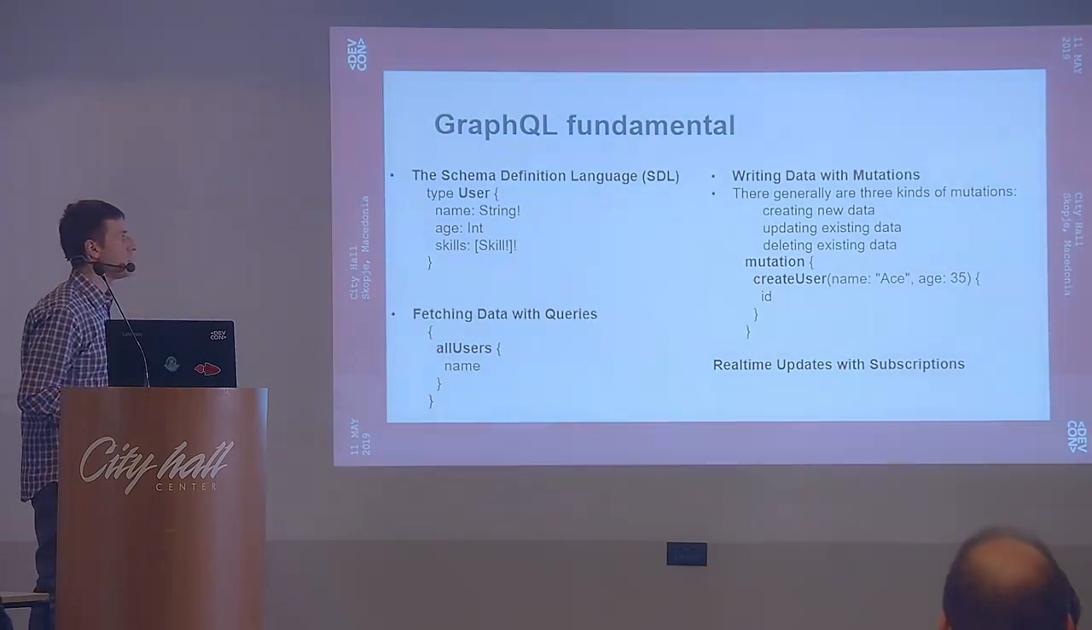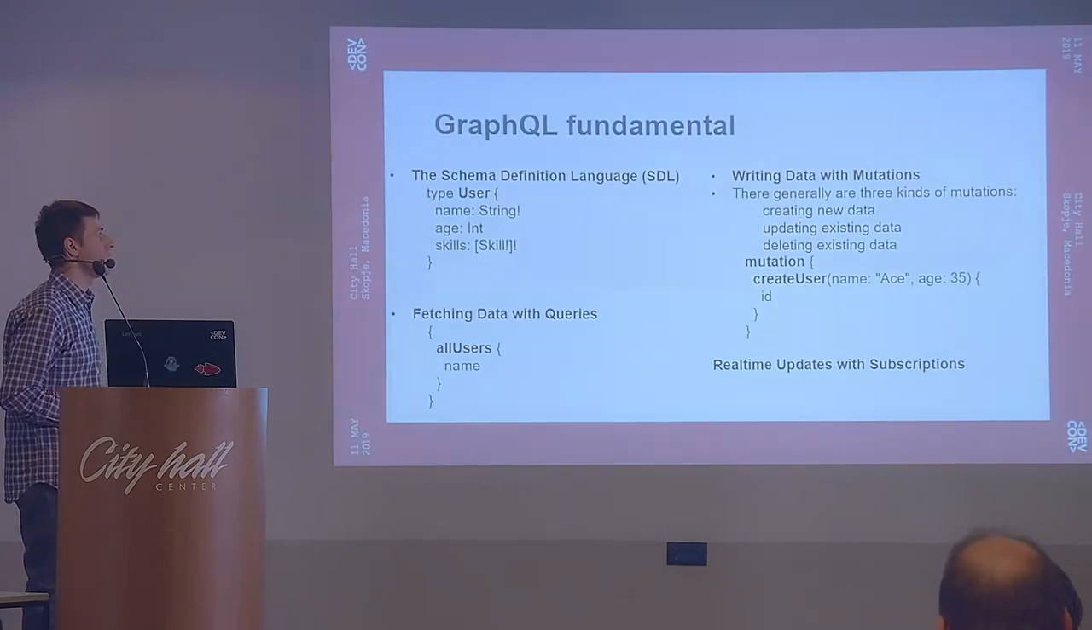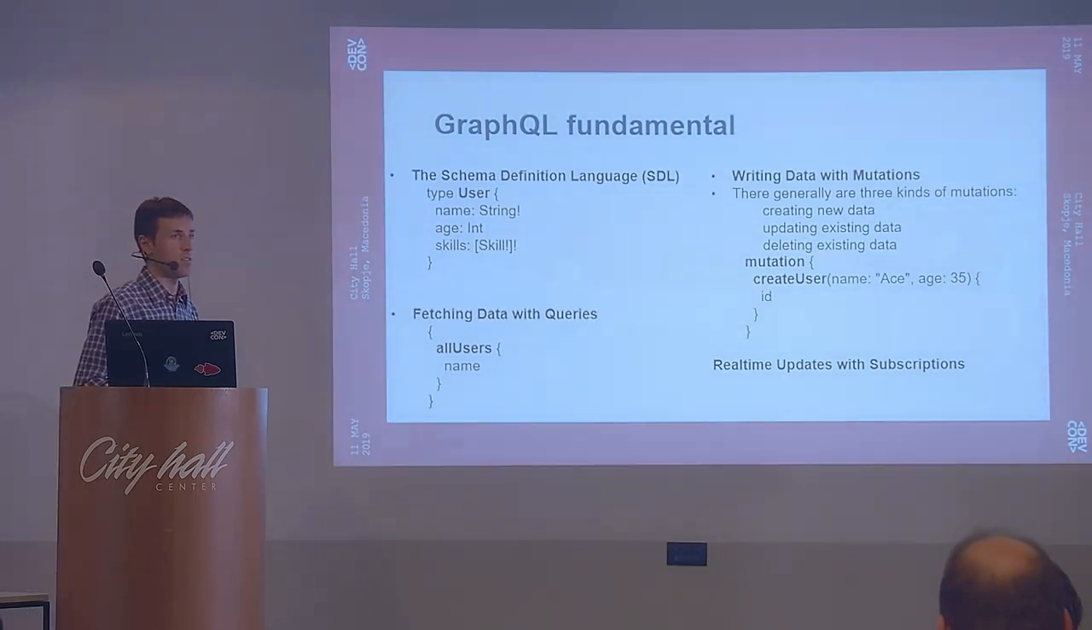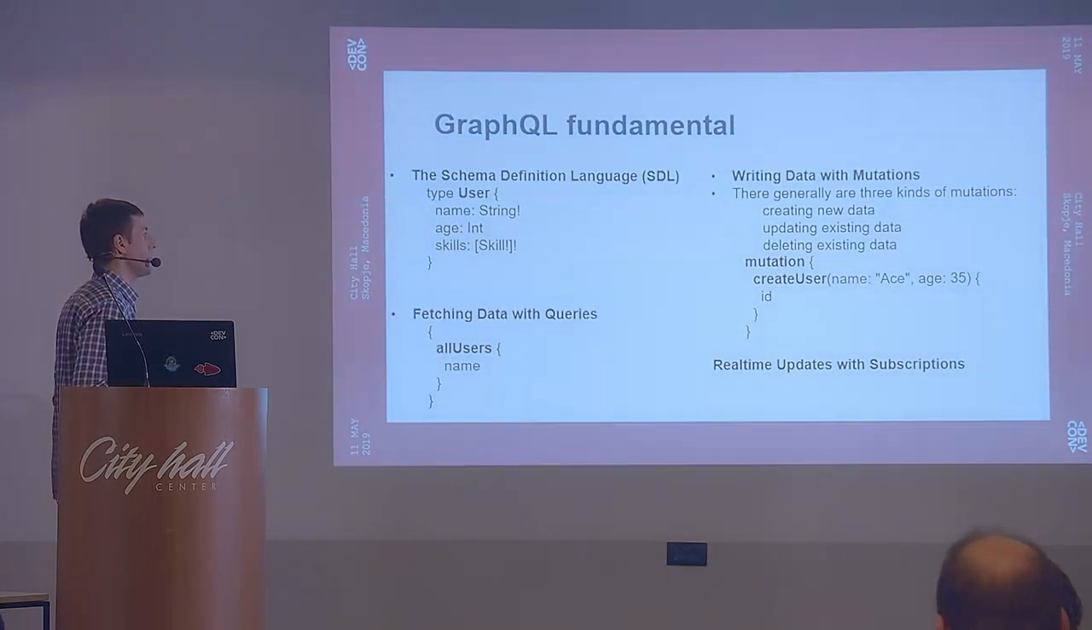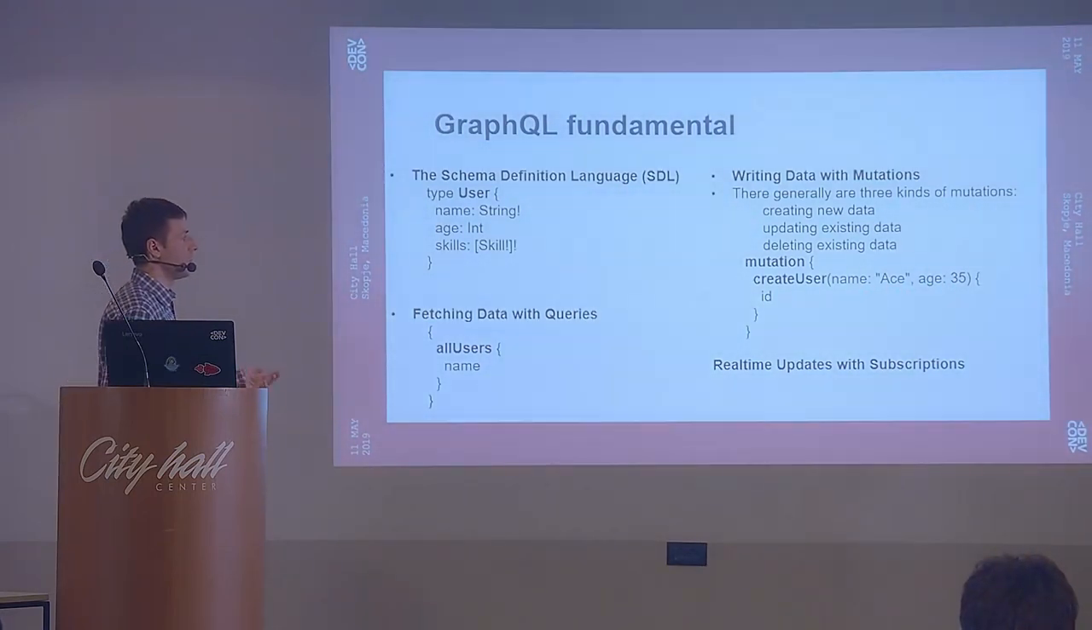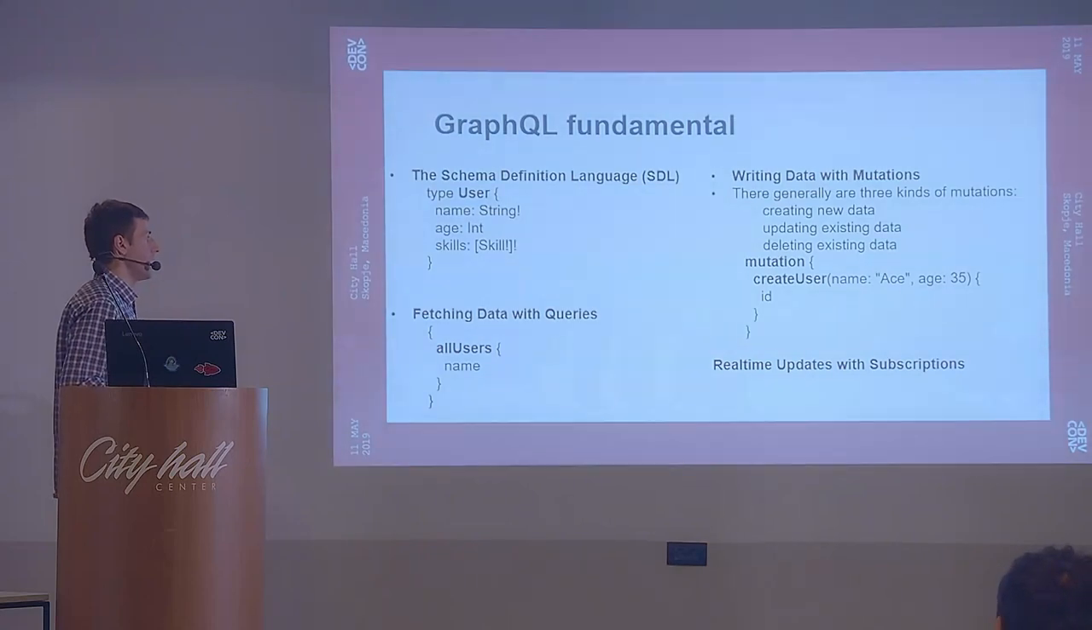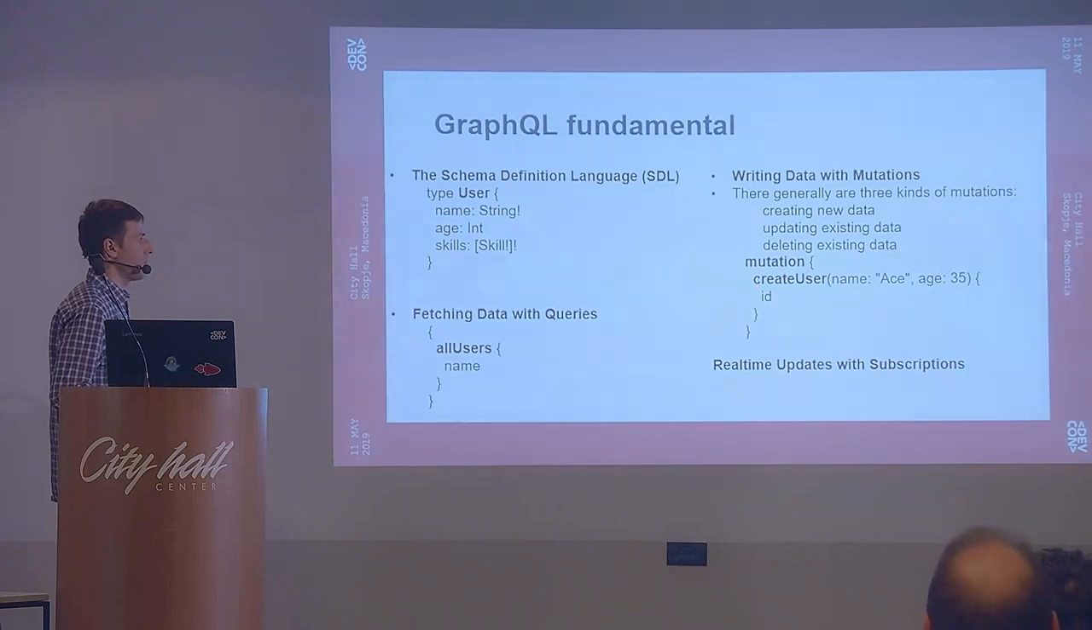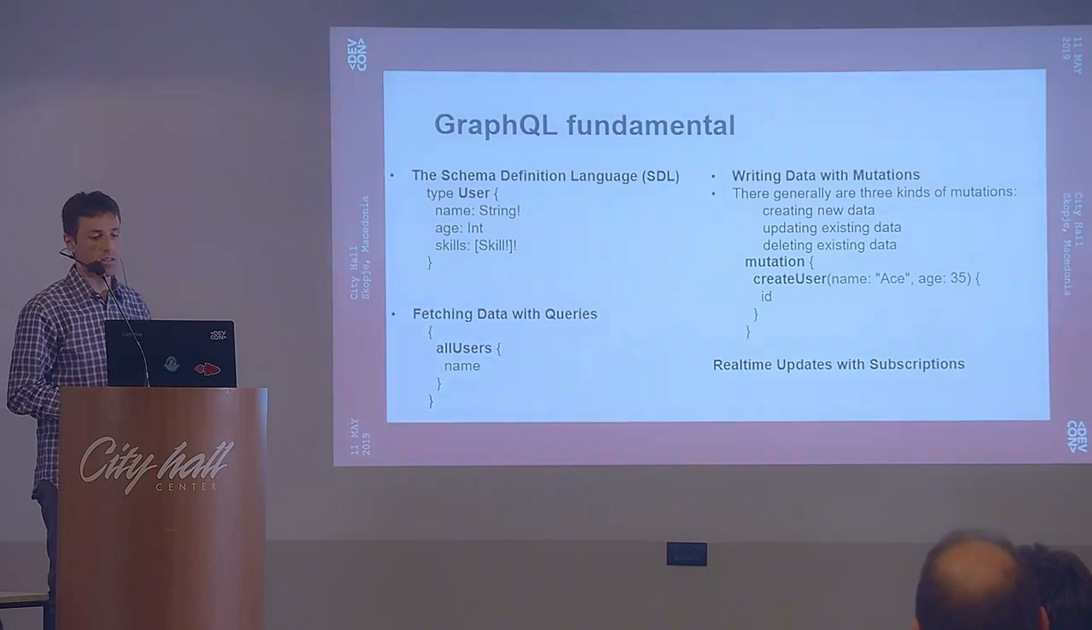For changing some of the fields, we are using mutations, so they can be used for creating, updating, or deleting the data on the server side. And it's very similar to how we create the queries. We just send the parameters of which fields to be updated or created, and in the response, for example, this will get only the ID of the newly created user.